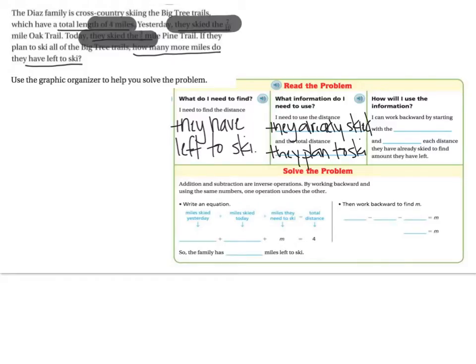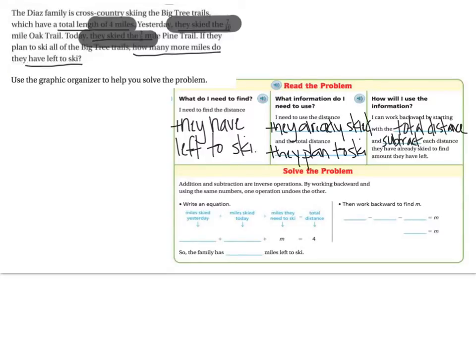Next, I need to think, how am I going to use this information? Well, I know that I could work backwards by starting with the total distance. And then I could subtract each distance they've already skied to find the amount they have left to ski. Remember that addition and subtraction are inverse operations, so by working backward and using the same numbers, one operation is going to undo the other.